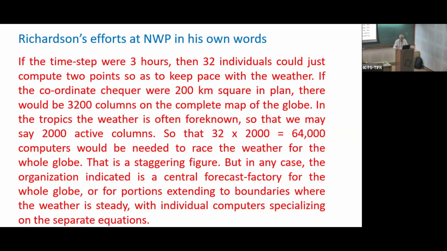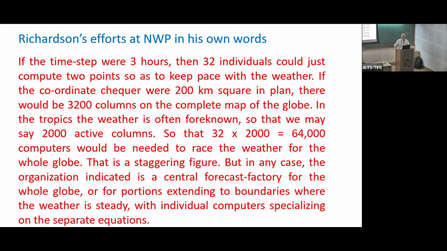So basically what Richardson said was, with a time step of 3 hours, 32 individuals are assigned to compute 2 points to keep pace with the weather. So he assumed a grid size of 200 kilometers square, and then he says there are 3,200 columns on the complete map.